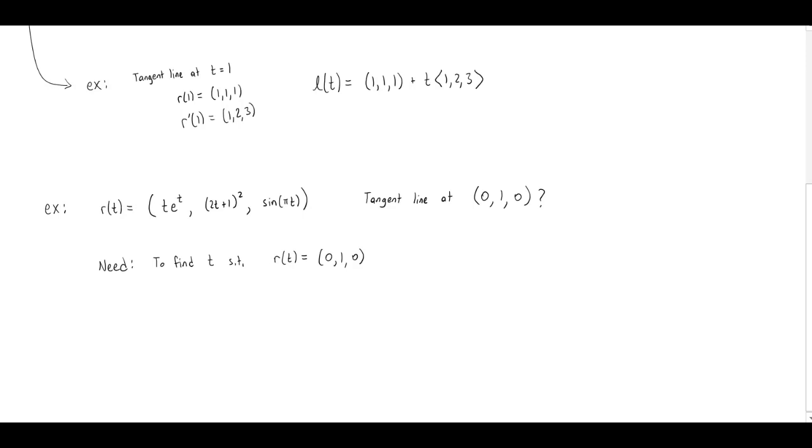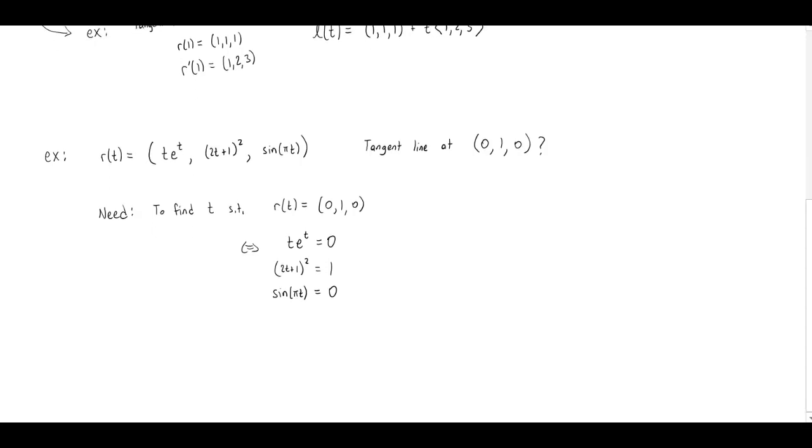So if I do that, then t e to the t has to be equal to 0, comparing the x components. 2t plus 1 squared has to equal 1. And then sine of pi t would have to equal 0. From these equations, and from the first one in particular, you can see that the only possibility would be t equals 0.